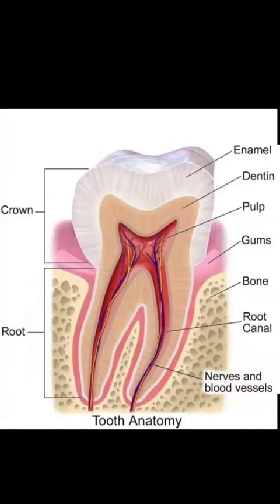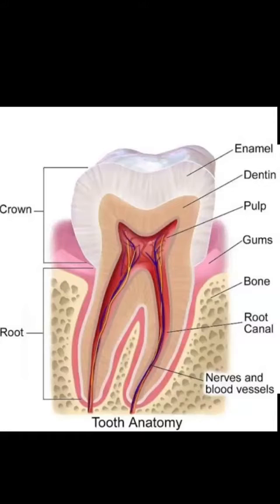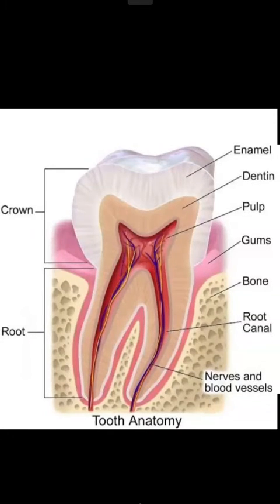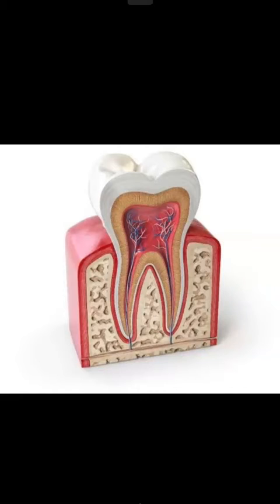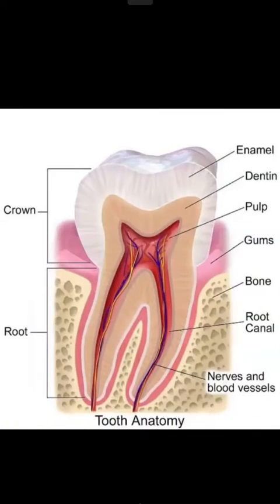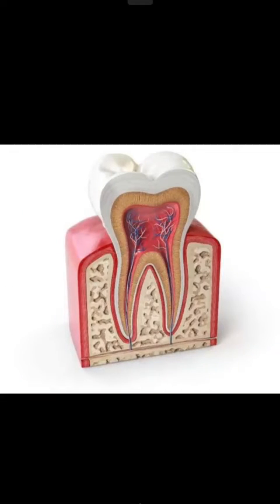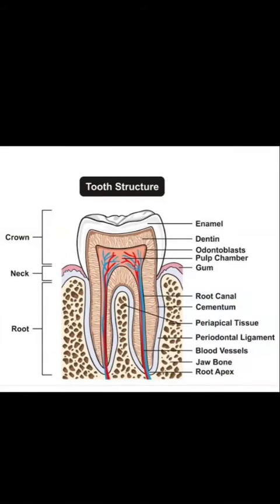So first watch the video on pulp protection, and then watch the video about root canal treatment. This is the diagram of the structure of the tooth. This is the tooth anatomy. First imagine the structure of the tooth, then we will start discussing the other topics. This is the enamel, dentin, and pulp. The red colored portion is the pulp. The pulp present in the crown portion is the pulp chamber, and the pulp present in the root portion is the root canal.